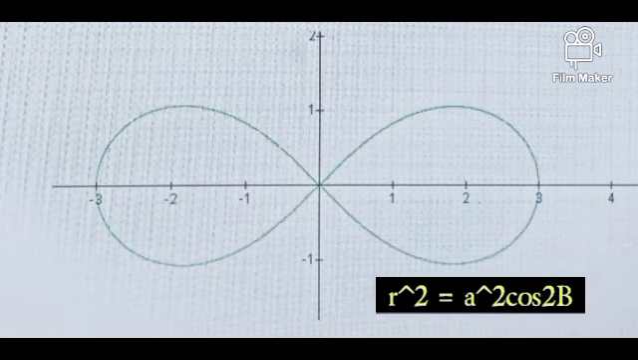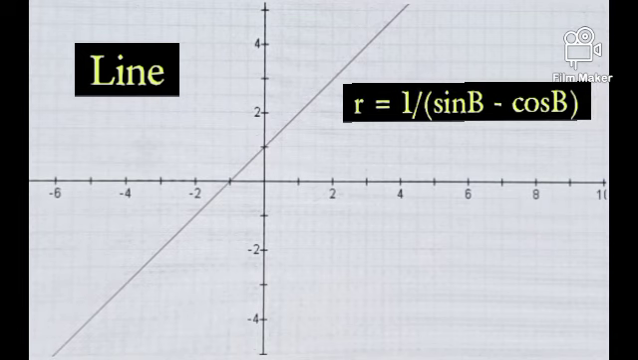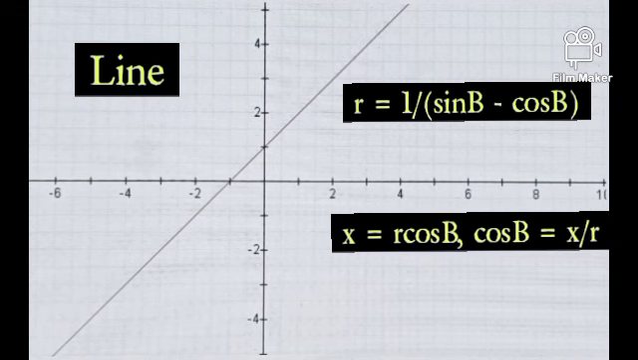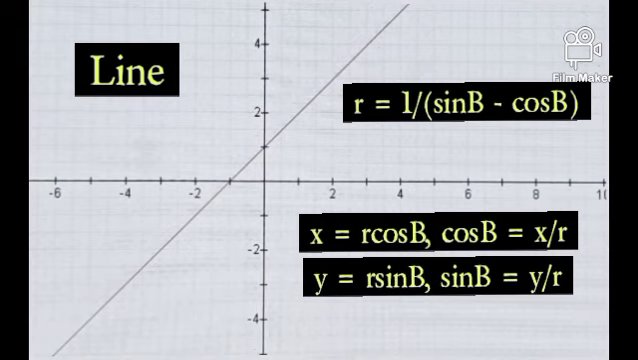The graphs of some polar equations are lines, such as the graph shown in this diagram. This line has polar equation given by r equals 1 over sine theta minus cosine theta. And it is easier to find the Cartesian equation of this line using the identities for x and y.